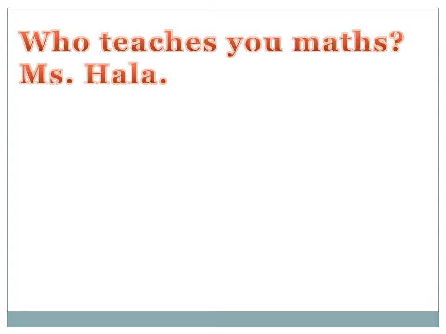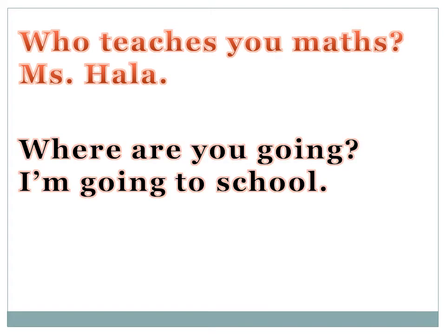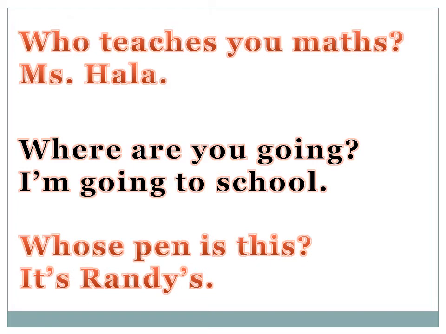Let's look at examples. Who teaches you math? Here we used who, so we know we use who to ask about someone, so the answer is someone. Miss Hala. Where are you going? Where, to ask about a place. I'm going to school. The answer is the word school. Whose pen is this? It's Randy's. So this pen belongs to Randy.